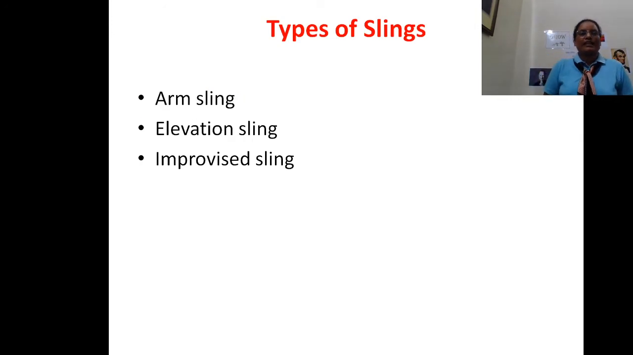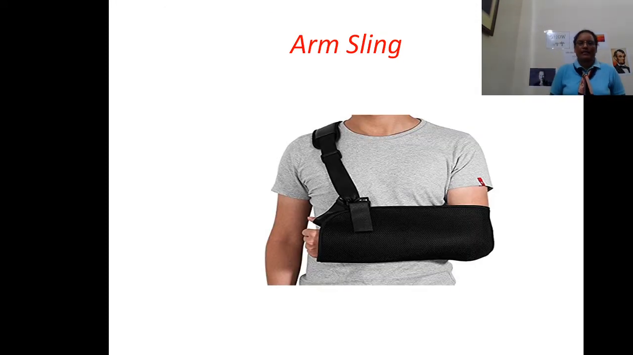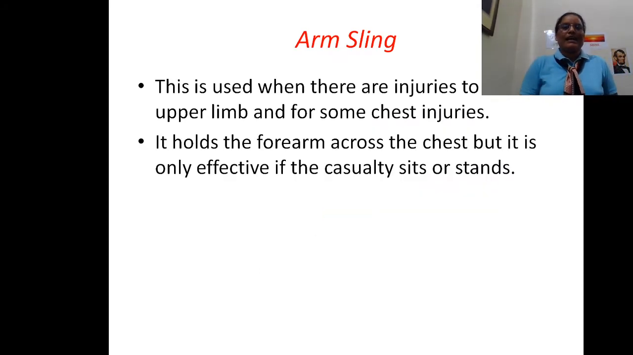Then the types of slings: there are three kinds of slings: arm sling, elevation sling and improvised sling, which we are going to discuss one by one in the next slides. Arm sling looks exactly like this, and the arm sling is used when there are injuries to the upper limb and for some chest injuries. It holds the forearm across the chest, but it is only effective if the casualty sits or stands.